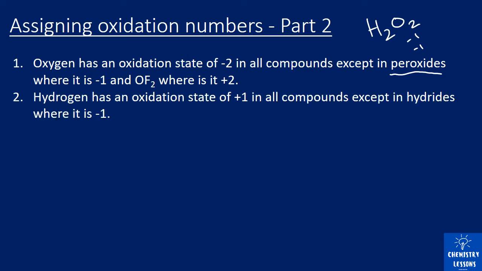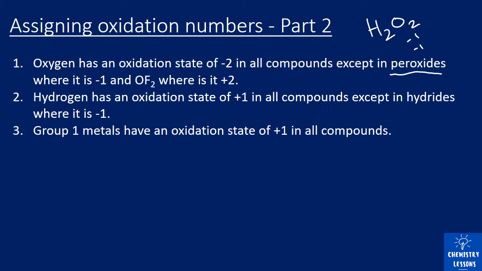Second rule, hydrogen in compounds is always +1. So obviously again, as an element it's 0, but when it's in a compound it's always going to be +1, except in hydrides. Usually you'll come across metal hydrides. So in metal hydrides, hydrogen will in fact be -1. It does feel confusing and overwhelming at times, but trust me, these rules do get quite easy to follow.